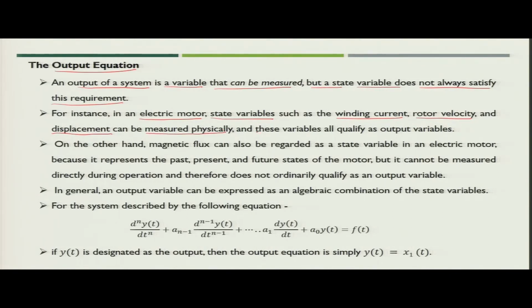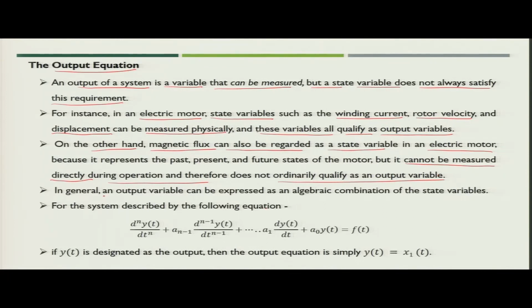So, that is why these variables can qualify as output variables, while on the other hand, if magnetic flux is also considered as a state variable in case of this electric motor, you cannot take the magnetic flux as an output variable, because you cannot measure the magnetic flux directly using any operation. So, that is why the magnetic flux does not qualify to be an output variable.